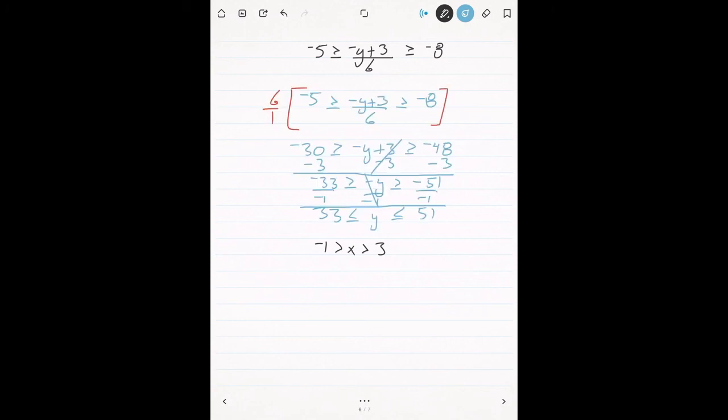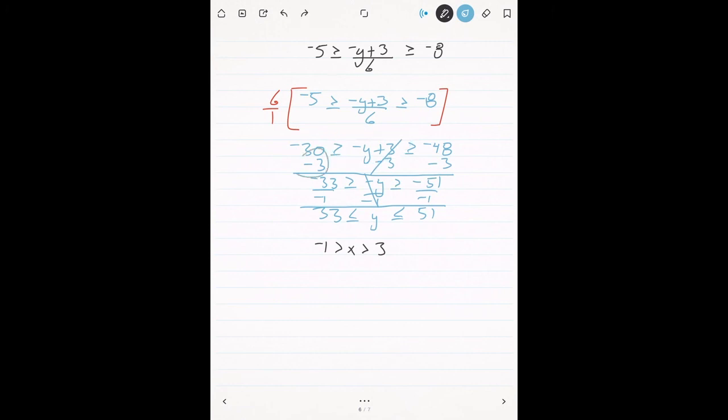All right, well, hopefully this problem was making sense to you. I used technique 2 for this situation. What I first did was, if I want to get this variable y by itself, then I have to get rid of the denominator 6. So I have to clear the fraction. So I multiplied all 3 sides by 6. I got negative 30 for one side, negative 48 for the other, and in the middle I was just left with negative y plus 3.